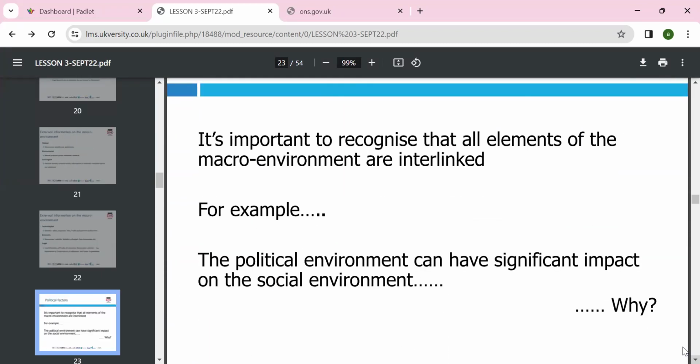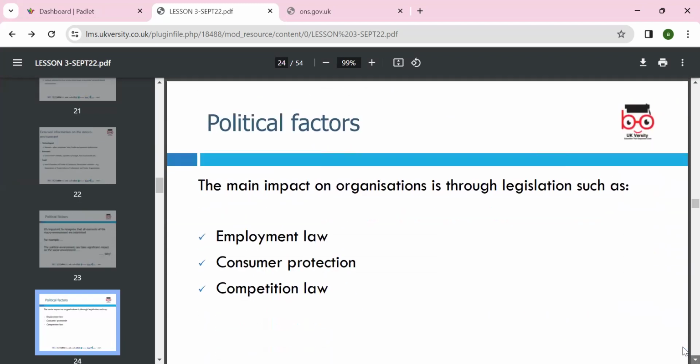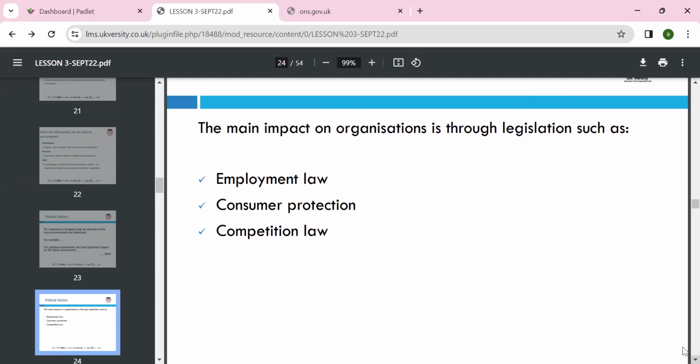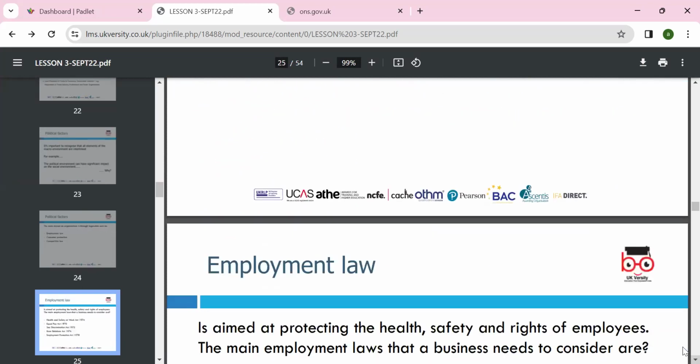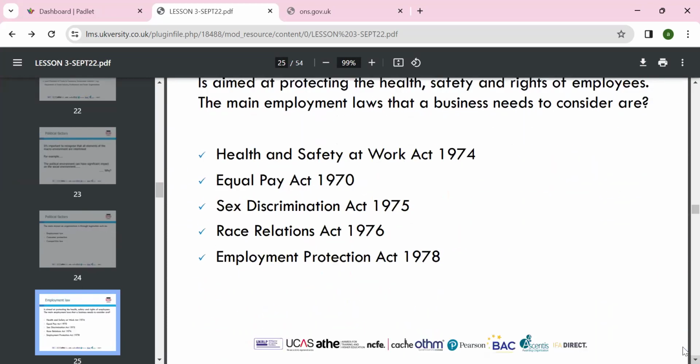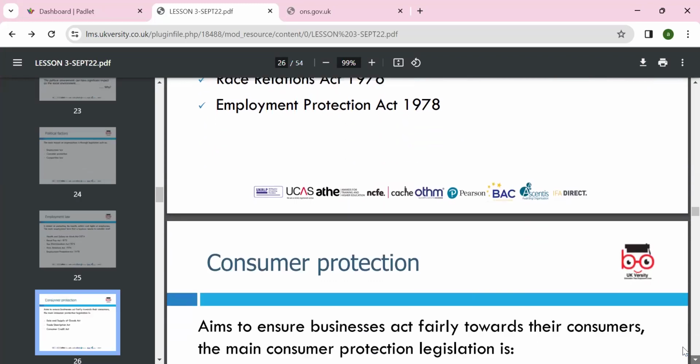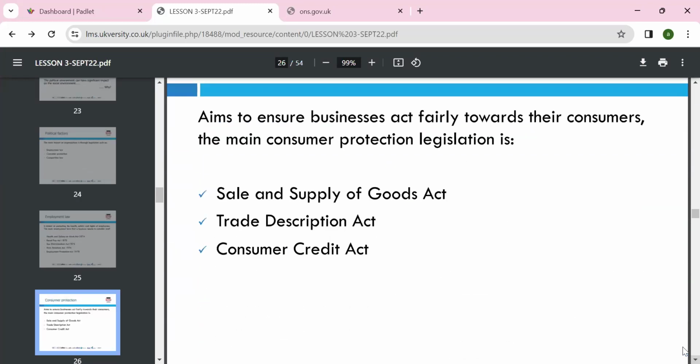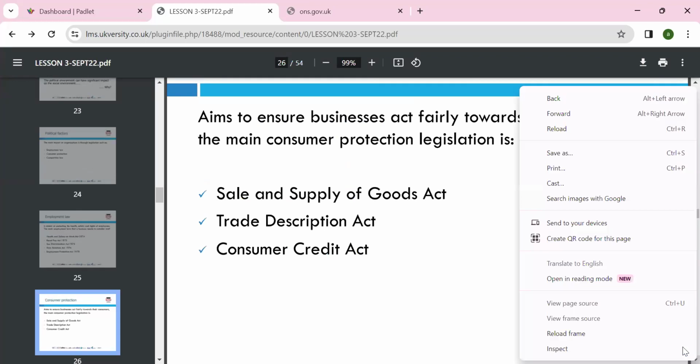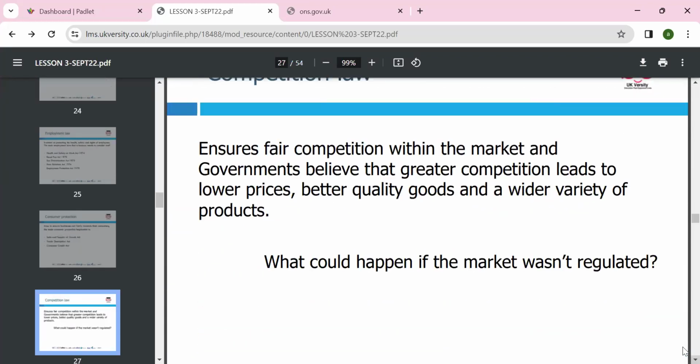Political, it's important to recognize the elements; the political environment can be significant in fact. Political factors can lead to employment laws, consumer protection, and competition rules. We can look at employment laws, a lot of legislation, the Health and Safety Act, the Equality Act, sex discrimination. We have the Equality Act 2010. Consumer protection: goods sold need to be fit for purpose. Trade description: we need to describe the goods accurately. And the Consumer Credit Act: we must not give credit before checking the credit scoring.